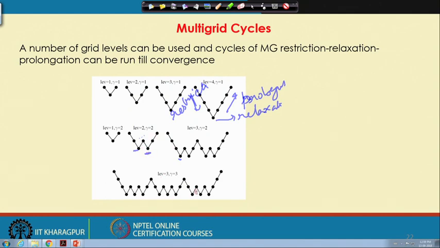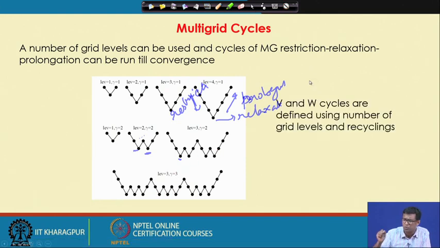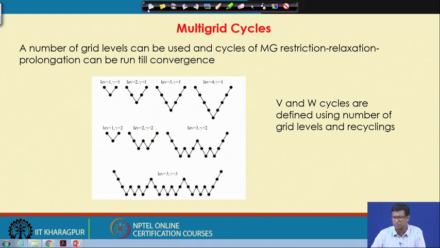There are multiple W cycles with different grid levels and different cycling. So, these are two commonly known cycles. V and W cycles are defined using grid levels and recycling, the number of grid levels used and the number of recyclings.